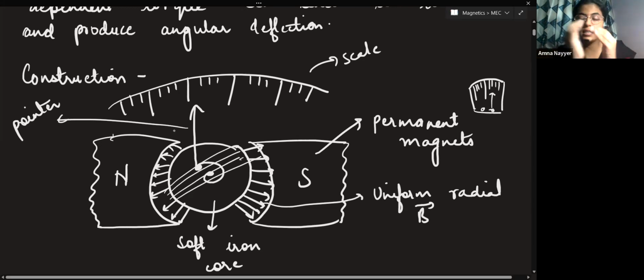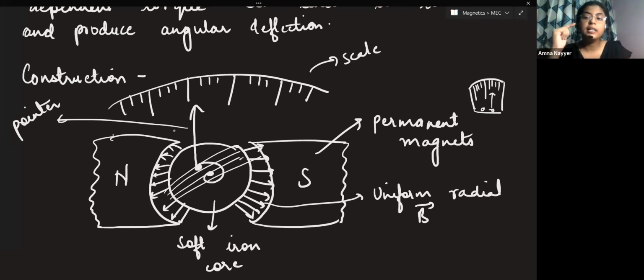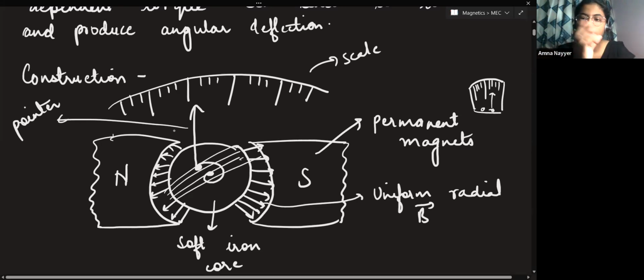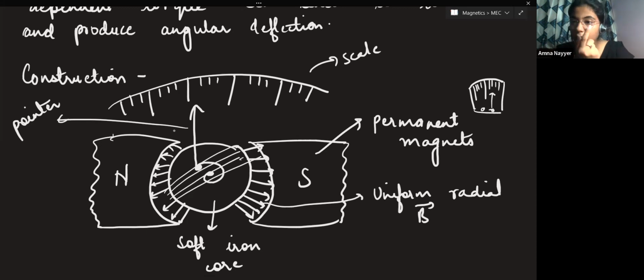So as the current carrying coil is kept in a uniform magnetic field, it experiences torque which tends to rotate it. As this gets rotated, the spring will get rotated and the spring will cause the pointer to move. Depending on the current and the magnetic field, the pointer will move. And that's how we are able to see the deflection in the galvanometer.